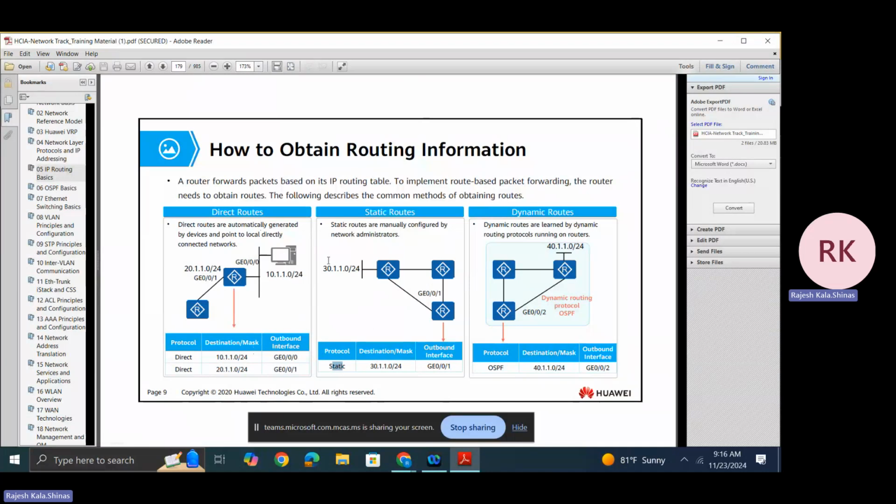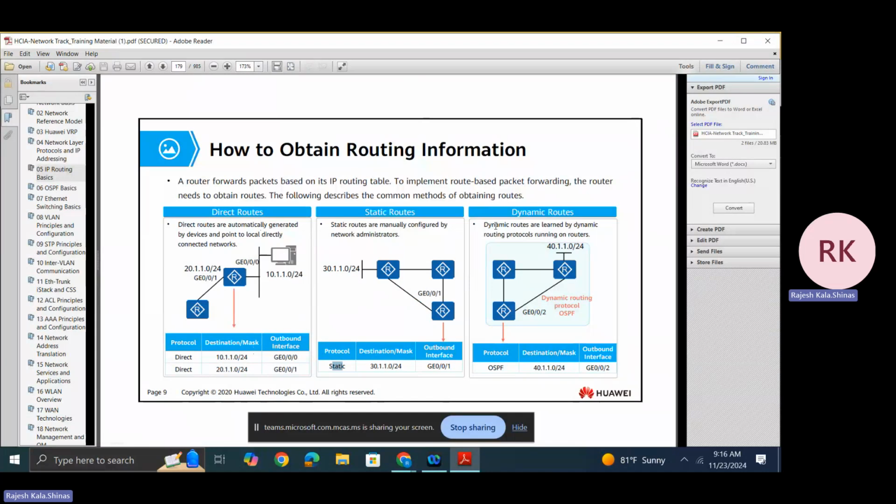Then the destination is 30.1.1.0/24, with the mask also there. Now the outbound interface: how will you exit this router? GE0/0/1 is the exit interface. I will go this way through GE0/0/1. This is the outbound interface, and we are adding it manually.